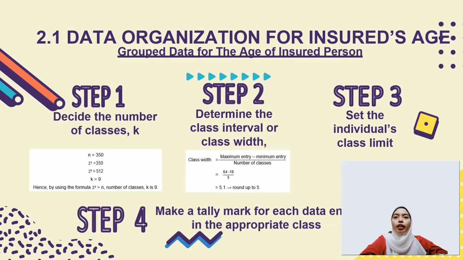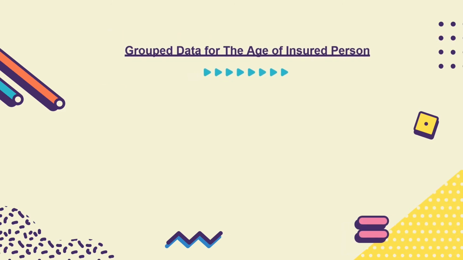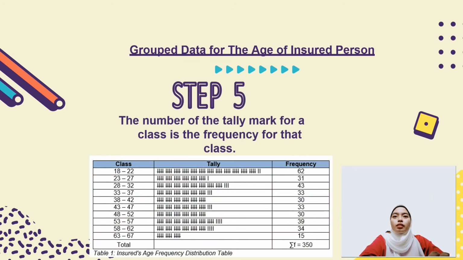Step 4 is to make a tally mark for each data entry in the appropriate class. Step 5, the number of tally marks for a class is the frequency of the class. The table shows the insured age frequency distribution table.